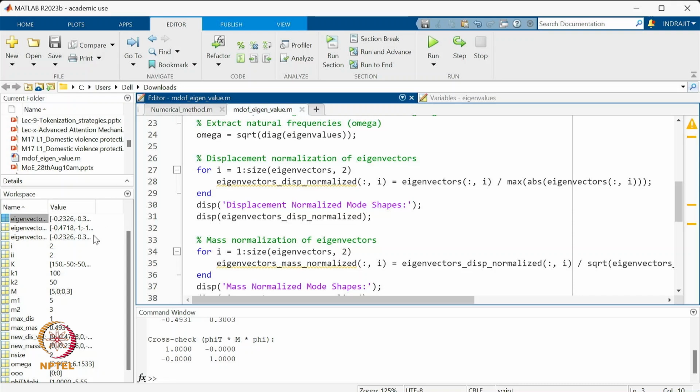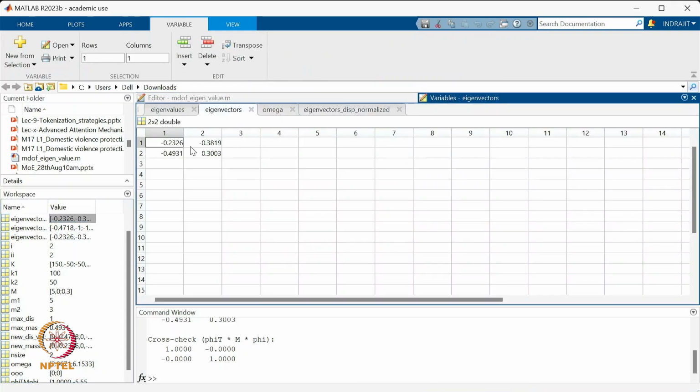Now you see, your eigenvector was this, and now it has changed like this. So one has become minus one. No issue, but you see that the maximum amplitude is one in both. There is one interesting thing you may notice in the eigenvectors: the first eigenvector has both signs the same, both of them are minus. But the second one has minus for one and plus for the other.